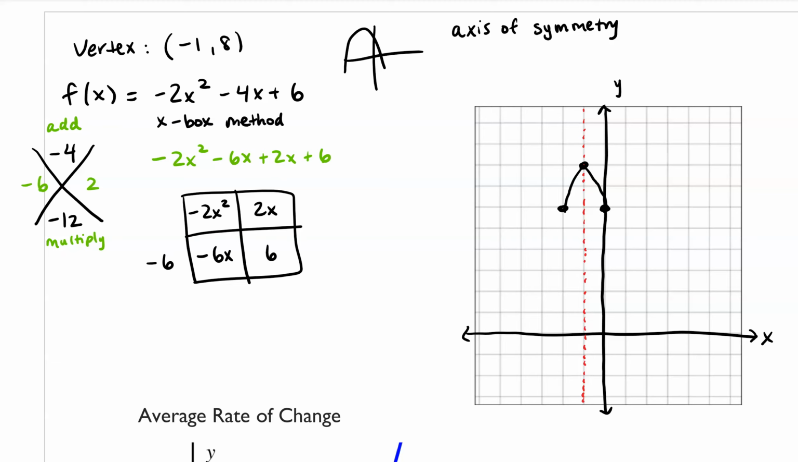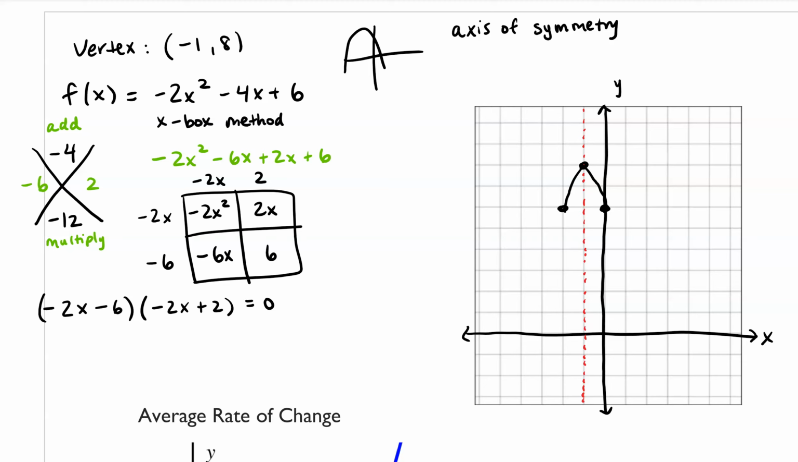In the top row, I could factor out a -2x. In the first column, I could factor out a -2x, and in the last column, I could factor out a 2. So let's go ahead and write that out now. So we have -2x minus 6 times -2x plus 2 is equal to 0.